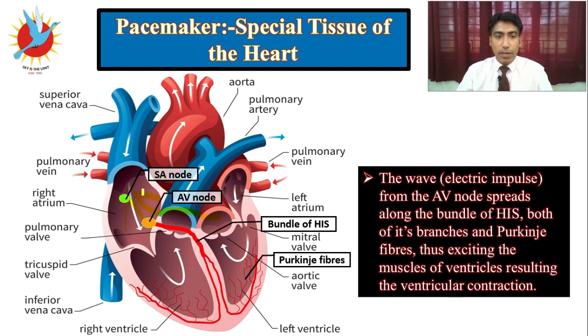same electric impulse, or wave of contraction, is received or transferred through the ventricular region by the bundle of His. The bundle of His is further divided into left and right branches, and at the end the lower region of the bundle of His consists of many thread-like structures which are known as the Purkinje fibers. These fibers are responsible for the transmission of the impulse throughout the lower region of the human heart.